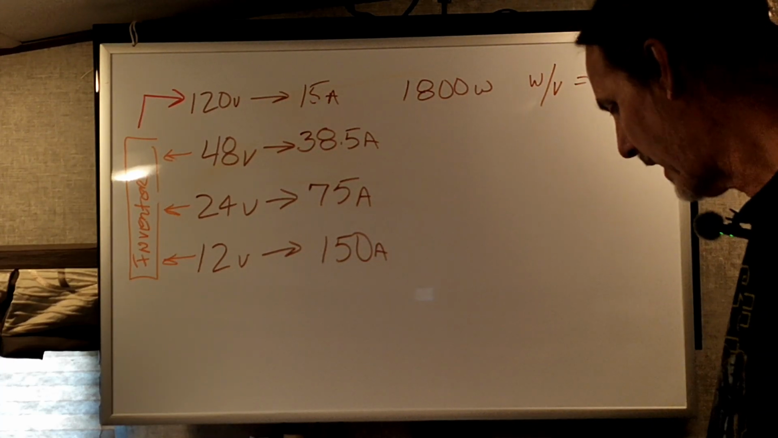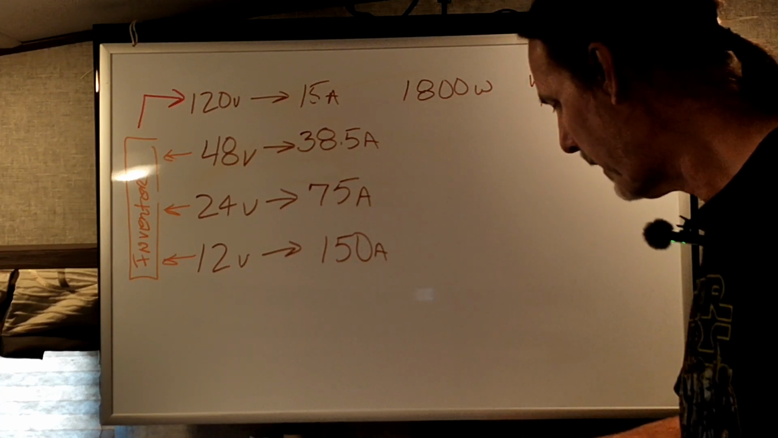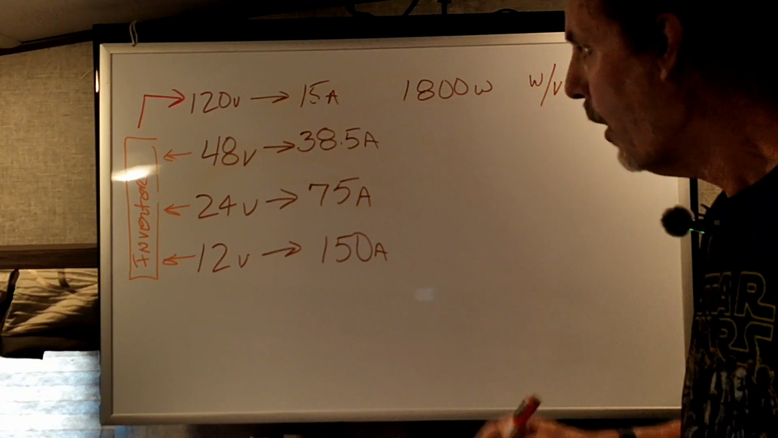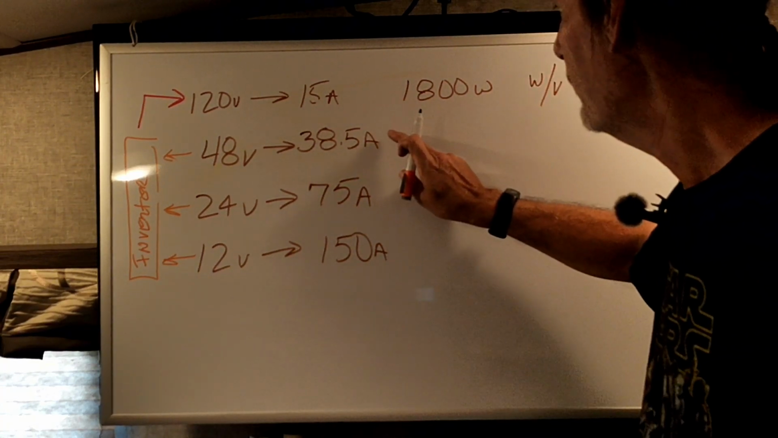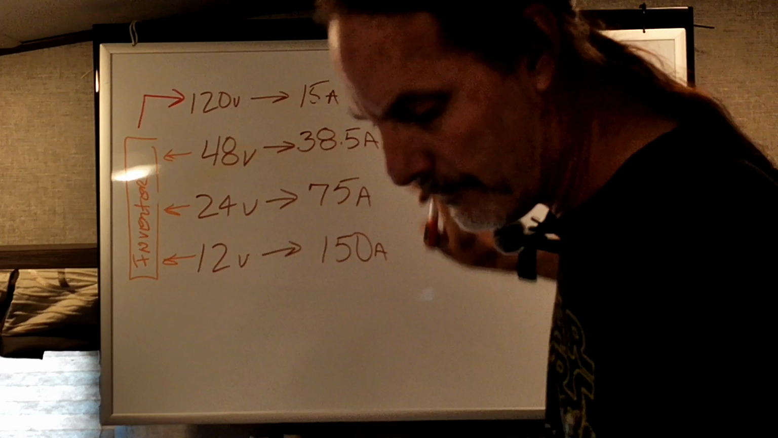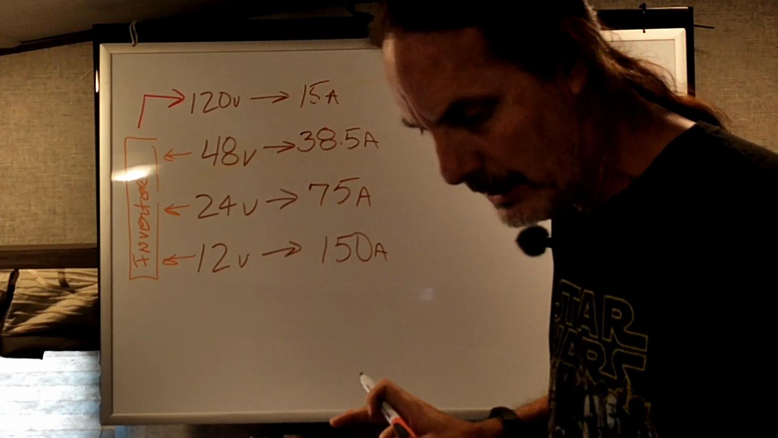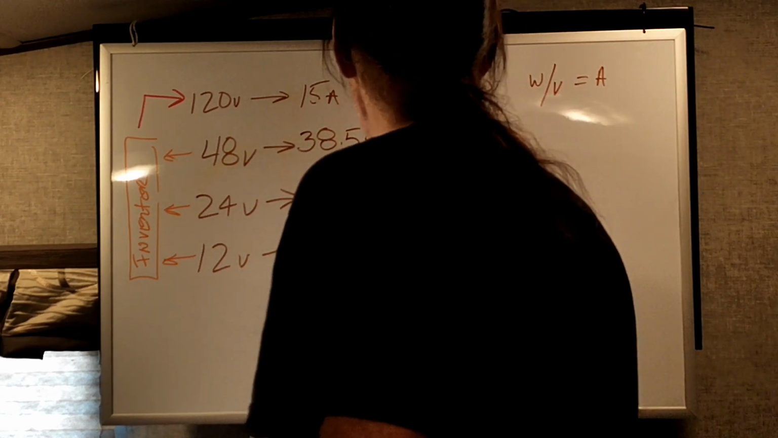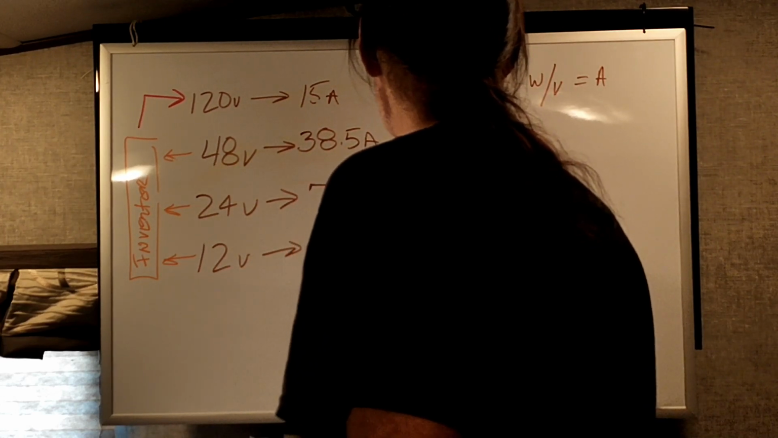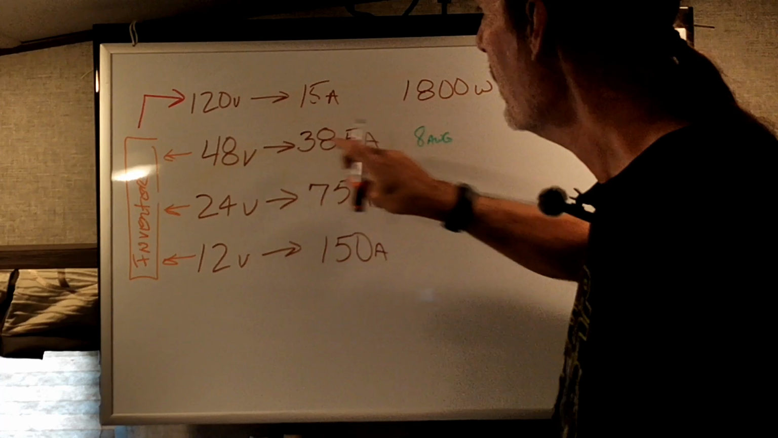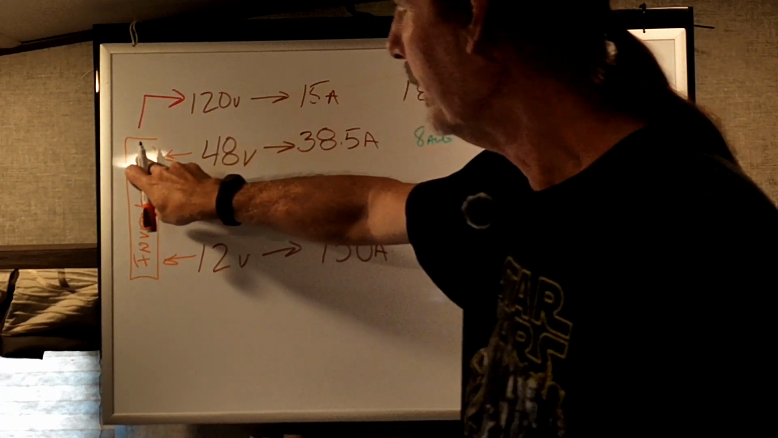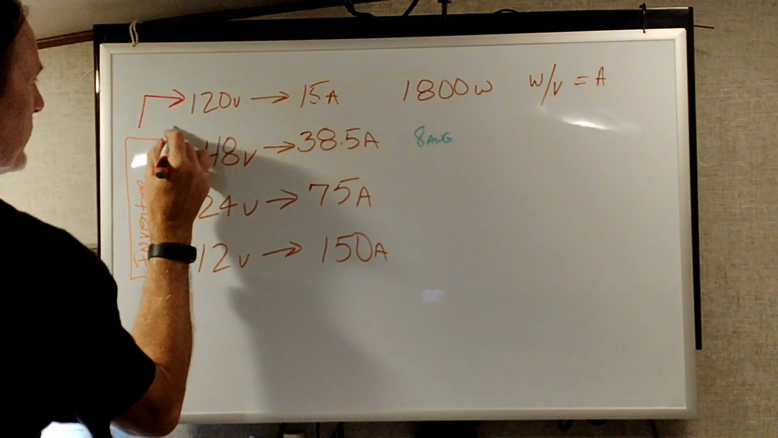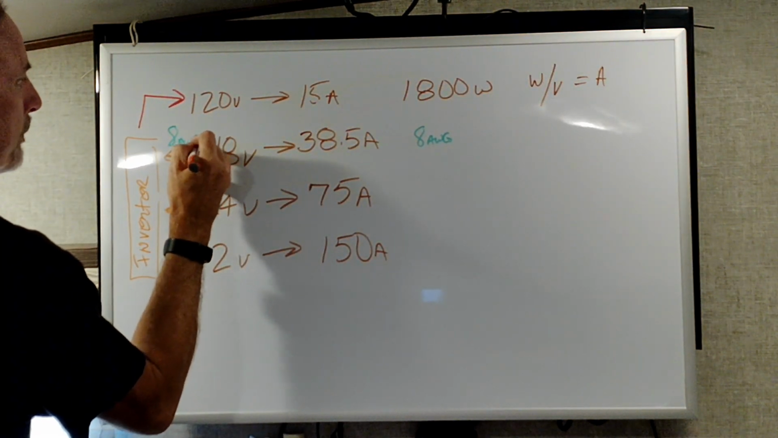So we're going to take the system that we have here, and we're going to break down what the wiring cost would be in order to go to the 48 volt system. On a 48 volt system, you're going to need to get an 8 AWG wire to run from your 48 volt battery to your inverter. So this is 8 AWG.